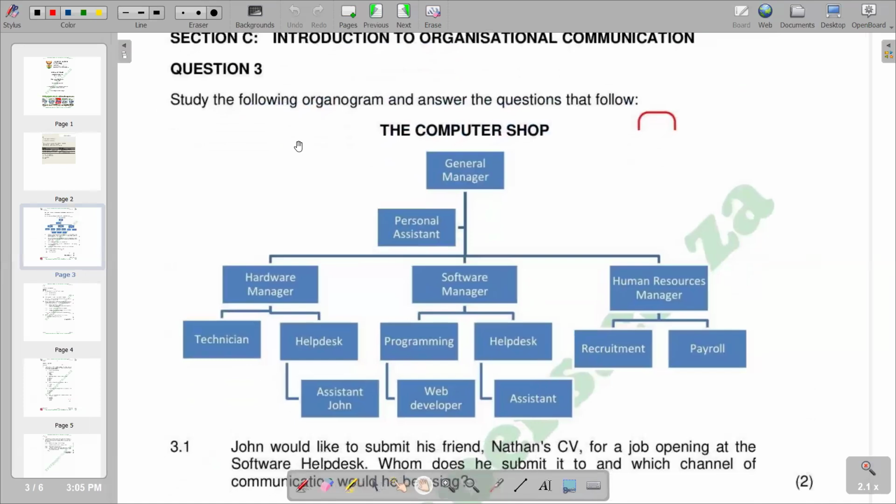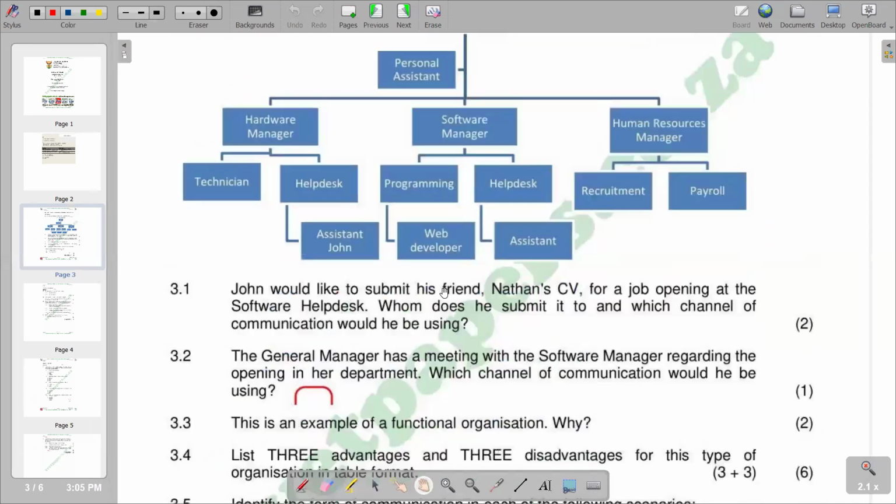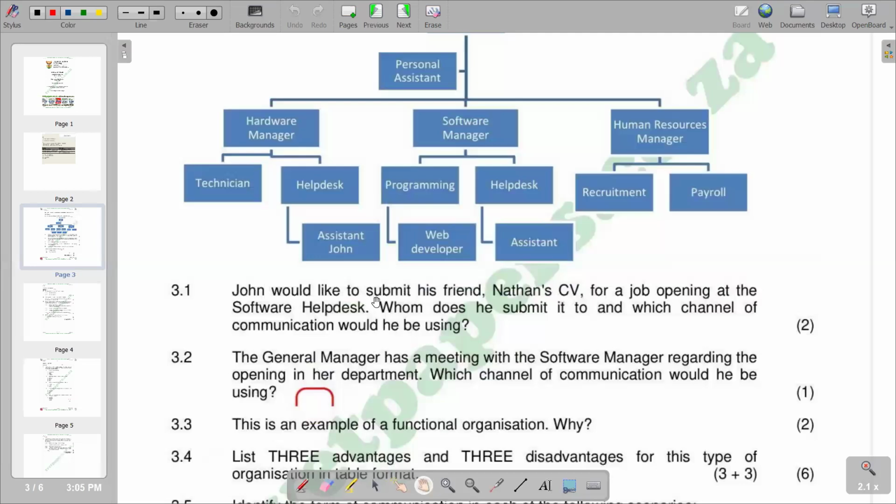Our question 3 reads, study the following organogram and answer the questions that follow. We're given an organogram of the computer shop, which you need to go through. The first part, question 3.1, reads, John would like to submit another CV for a job opening at the software help desk. Whom does he submit it to, and which channel of communication would he be using?